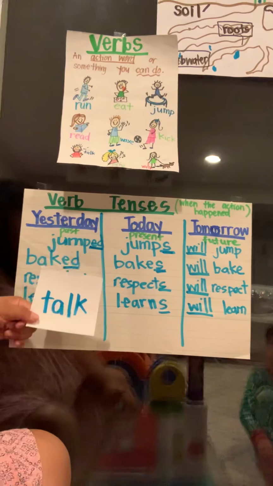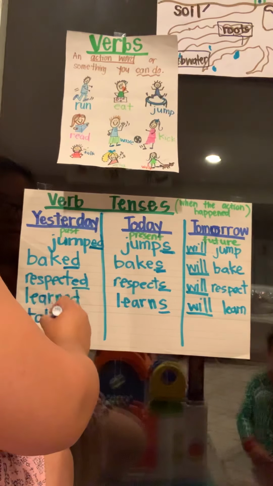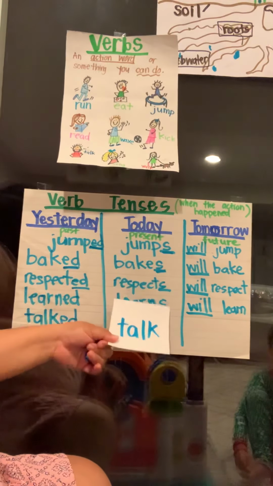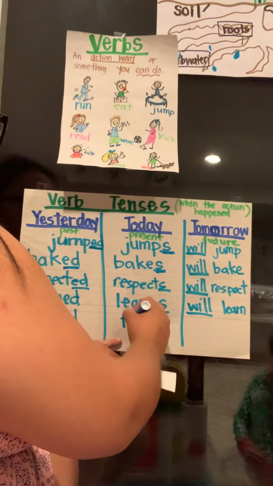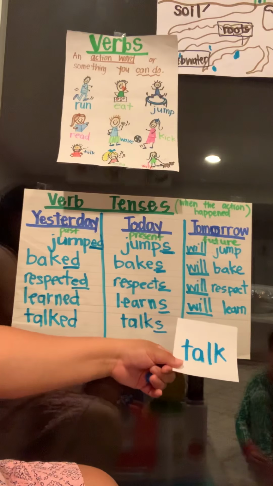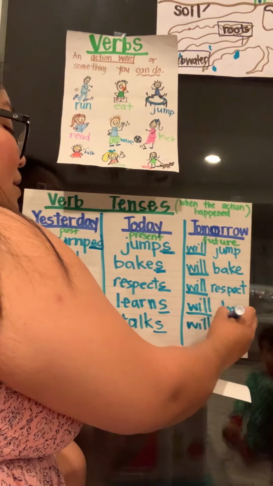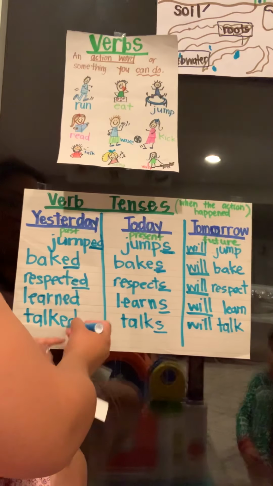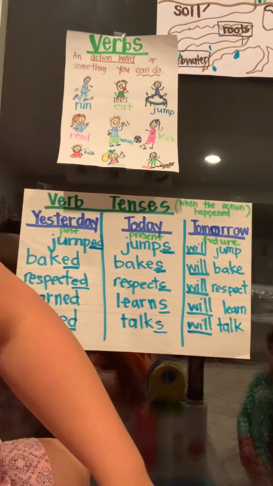So past tense of talk. Yesterday, Haley talked loudly. Today, present tense, Haley. What does she do? Talks loudly. Or maybe softly. Tomorrow, future tense, Haley will talk. Very good. You're getting the hang of it. So we have ED, S, and will. Past, present, future.